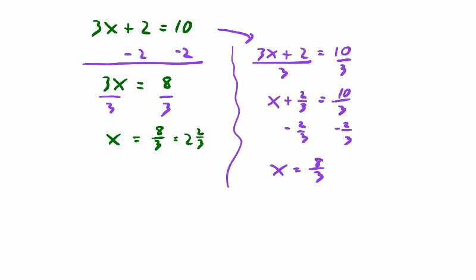Let's consider a second problem. This second problem has x on both sides, so let's start with 3x plus 2 on the left as we did before, but let's set it equal to 7x minus 10. So this time we have to solve for x, but it shows up in 2 places. So go ahead and try to solve this.